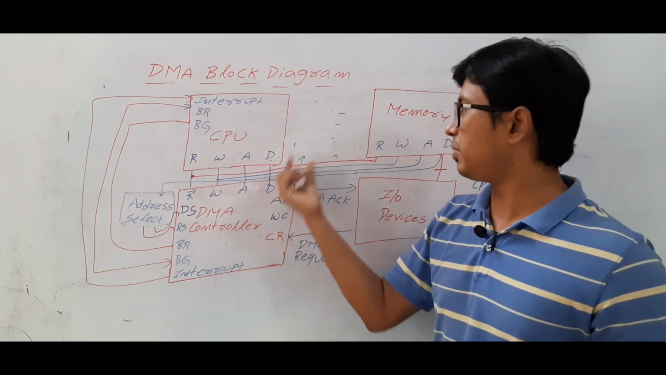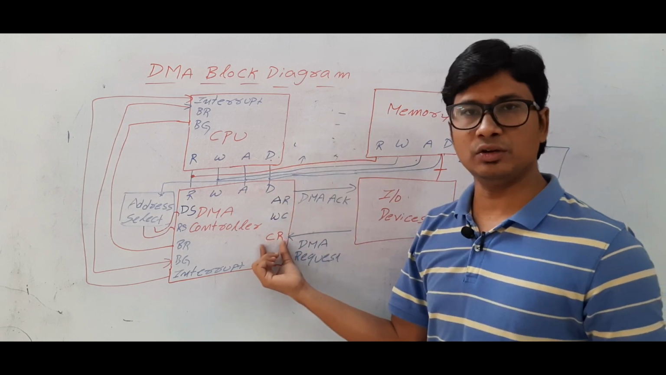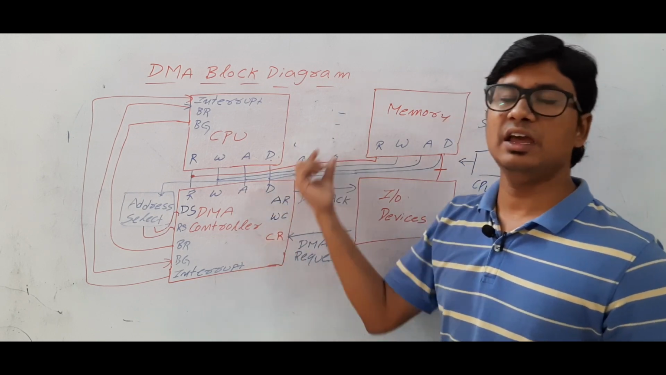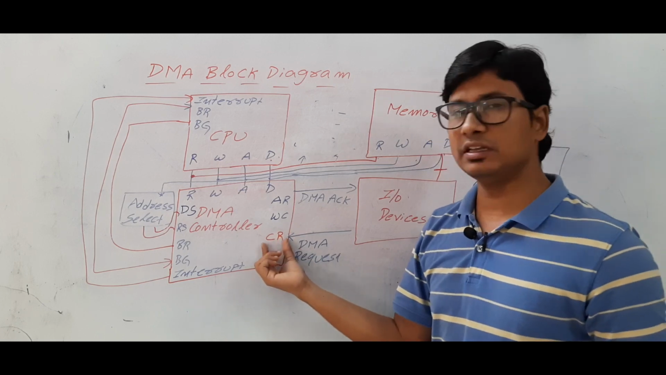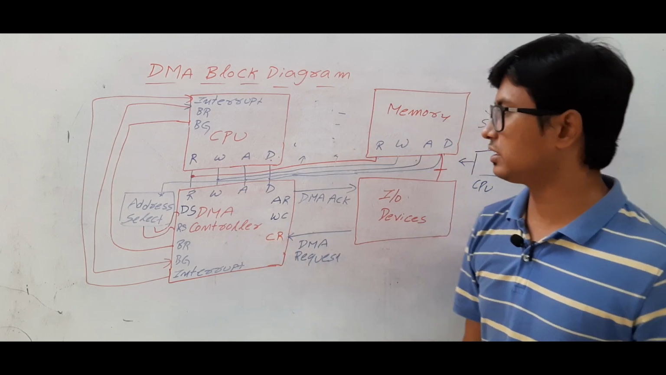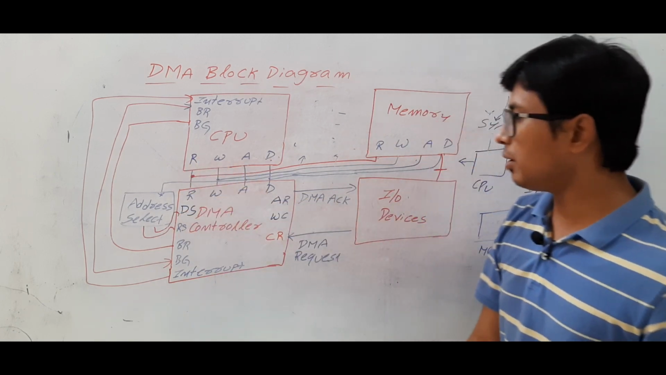Is it clear? If you are performing the read operation, then the control register will consist of a read signal. If you want to perform the write, then it will consist of the write signal. Okay. Now come to this one.